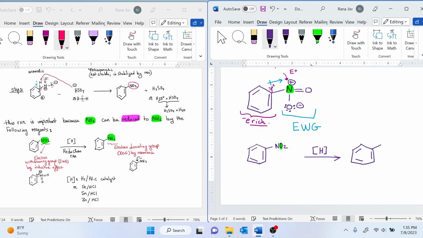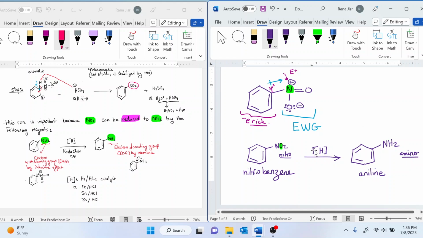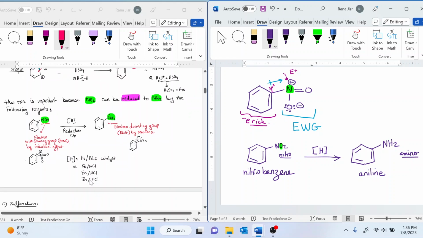So now I'm going to end up having an amino group on the benzene rather than a nitro group on the benzene. We said that the name for this structure is aniline. This is nitrobenzene. The reduction reagents to carry the reduction are quite a few over here, and you are responsible for all of them. So any one of those can reduce the NO2 into an NH2.